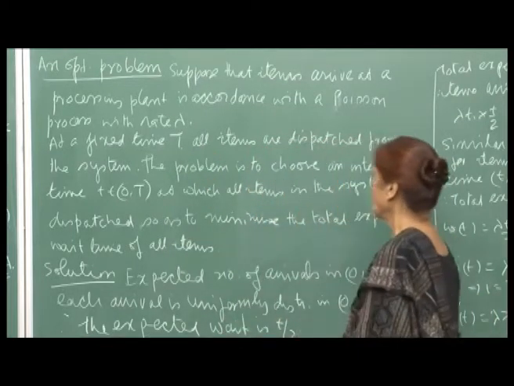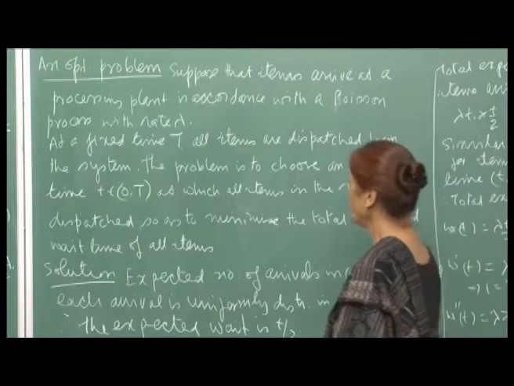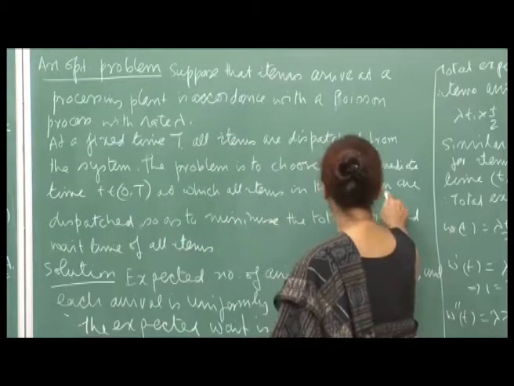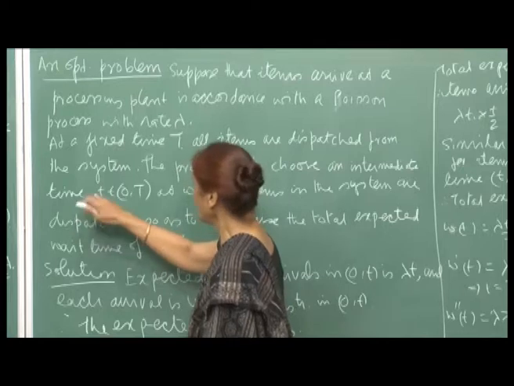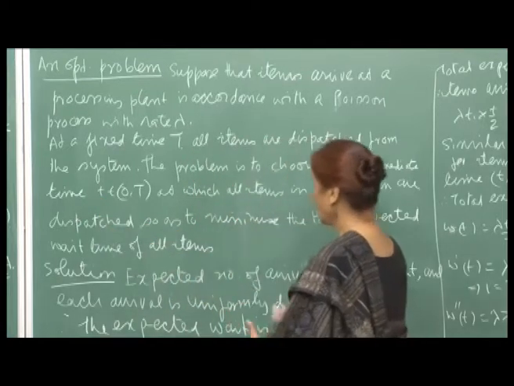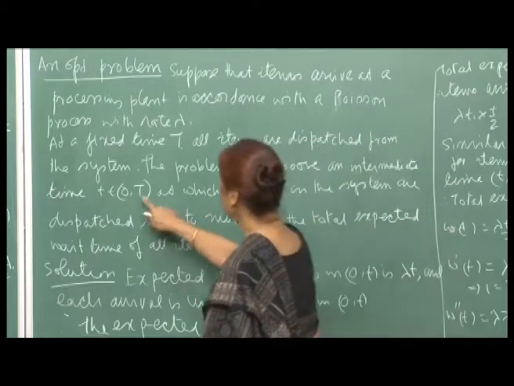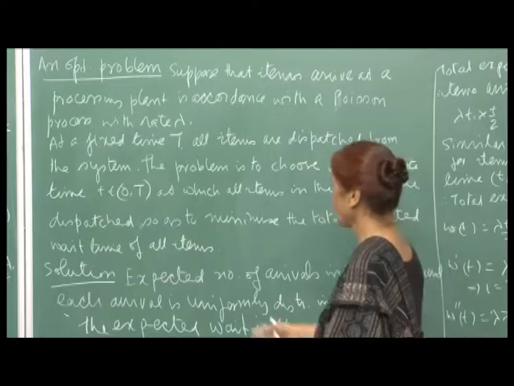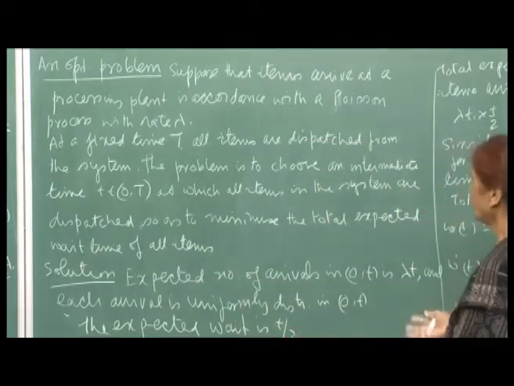So, the items get processed, and after a time T, when they all collect, they are dispatched to wherever they came from. Now, the problem is to choose an intermediate time t belonging to (0, T), at which all items in the system, that means all the items which have been processed by time small t, get dispatched, and then the remaining items which get processed from time t to capital T will be dispatched after being processed. So, they are not going to wait until time T.